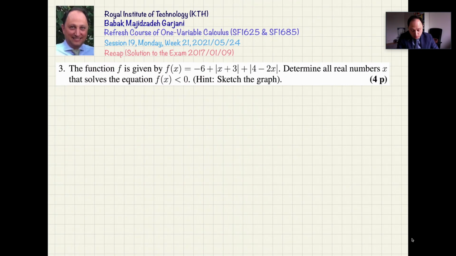Okay, so let us go to the next problem. The function f is given by f of x equals -6 plus absolute value of x plus 3 plus absolute value of 4 minus 2x. Determine all real numbers x that solve the equation. I don't know, this is not an equation, this is an inequality. So you are supposed to solve this inequality. Okay, and then they have given a hint to sketch the graph.